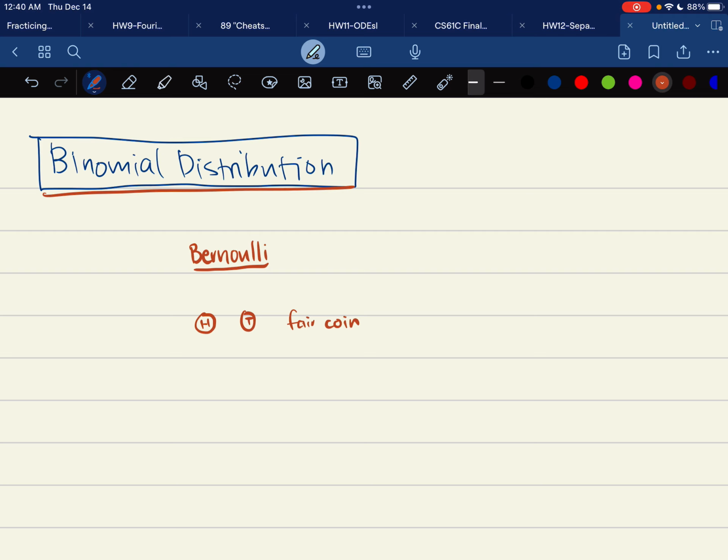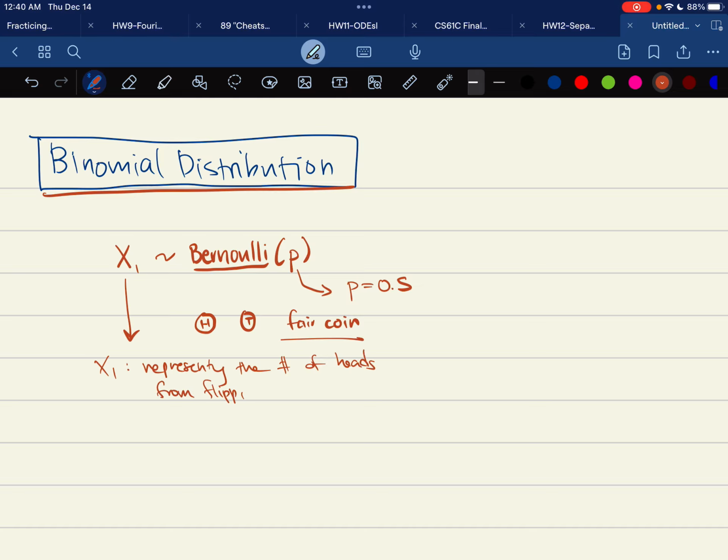Okay, so maybe the way we'd write Bernoulli distribution is we define some random variable. We could call it x1 for now. And we could say it follows a Bernoulli distribution with probability p. In this case, let's just set p to 0.5 because we're working with a fair coin. So x1, we're going to define it as representing the number of heads from flipping this singular coin.